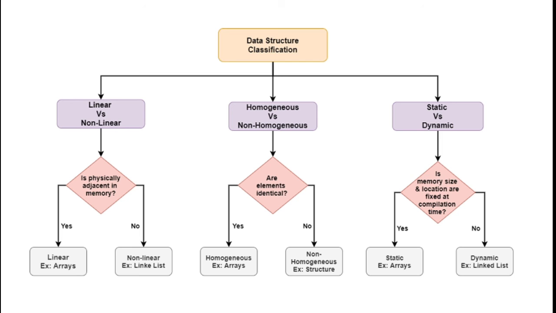In the second case, in the case of dynamic data structures, the size and memory location associated may vary as the program runs, or they are decided only at the time of running of the program. Such a data structure is called dynamic. An example of that is a linked list.